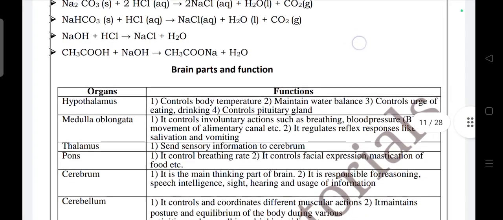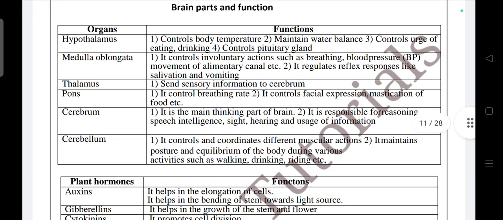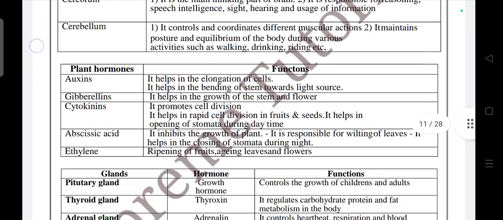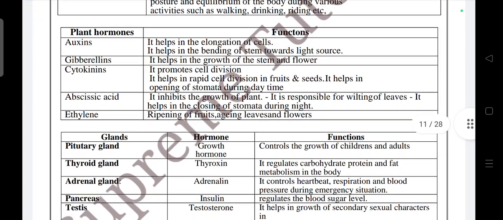Now, brain parts and their functions. Hypothalamus, what are the functions of the hypothalamus? Medulla oblongata, thalamus, pons, cerebrum, cerebellum, very important. Any two they'll ask. Then plant hormones and their important functions: auxins, gibberellins, cytokinins, abscisic acid, ethylene.